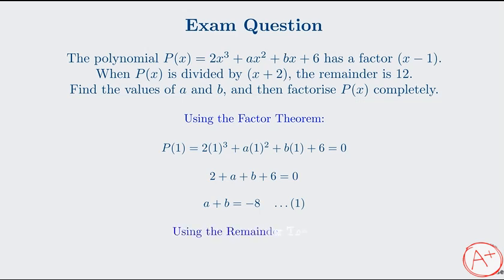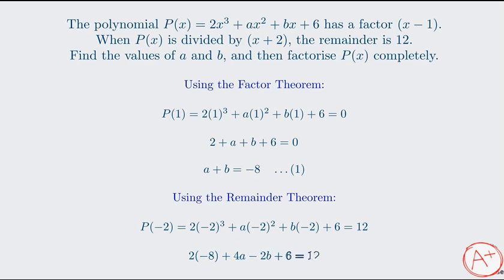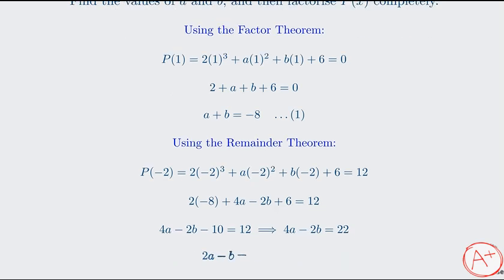Next, we use the remainder information. When divided by x plus 2, the remainder is 12. So p of negative 2 must equal 12. Expanding the terms, we have negative 16 plus 4a minus 2b plus 6 equals 12. This leads us to 4a minus 2b equals 22. Dividing by 2 to simplify, we get 2a minus b equals 11. This is our second equation.